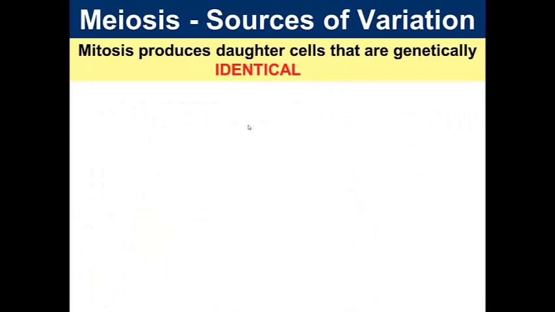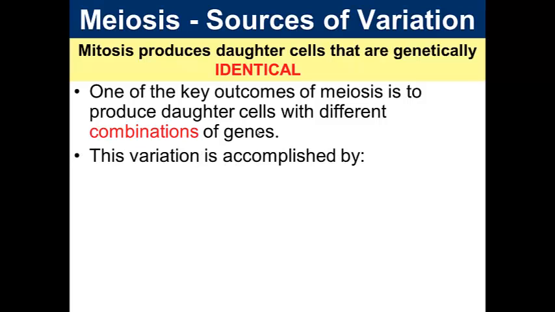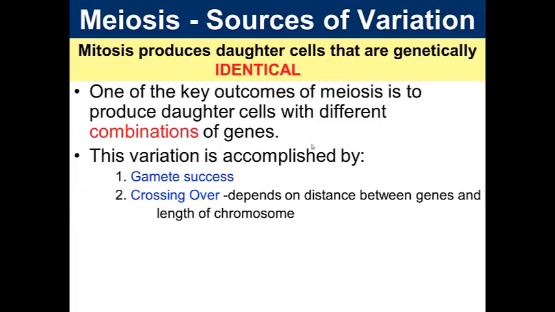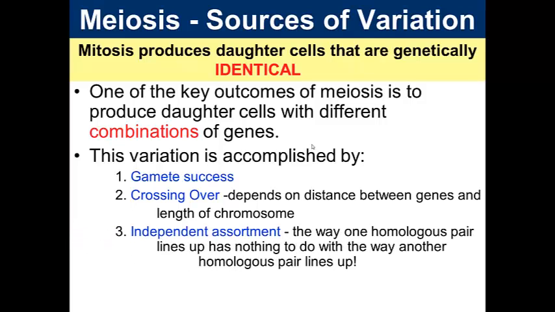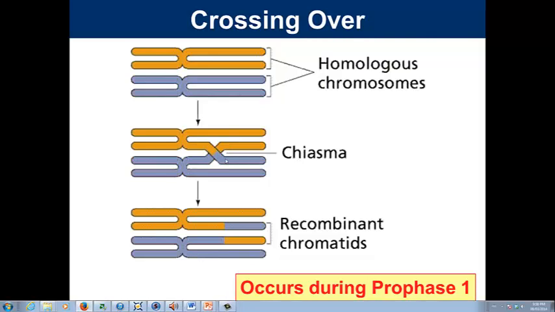Mitosis produces daughter cells that are genetically identical. One of the key outcomes of meiosis is to produce daughter cells with different combinations of genes. This variation is accomplished by gamete success, crossing over, which depends on the distance between genes and the length of chromosomes, and independent assortment, where the way one homologous pair lines up has nothing to do with the way the other homologous pair lines up. In crossing over, homologous chromosomes pair up, and then this chiasma is formed.